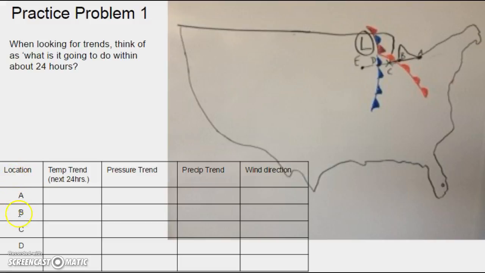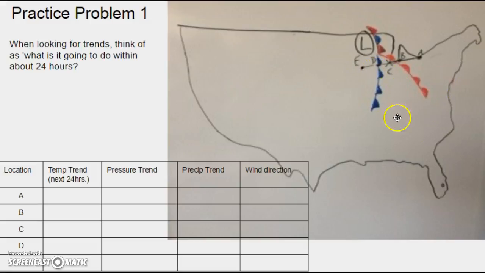So I have locations A, B, C, D, and E. Location B is directly on or within the warm front. C is in the warm sector. Hopefully you recall that this is the warm sector, maritime tropical air that's fueling this system. And here's my cold front. Letter D will be located on the cold front, and letter E is behind the cold front itself.